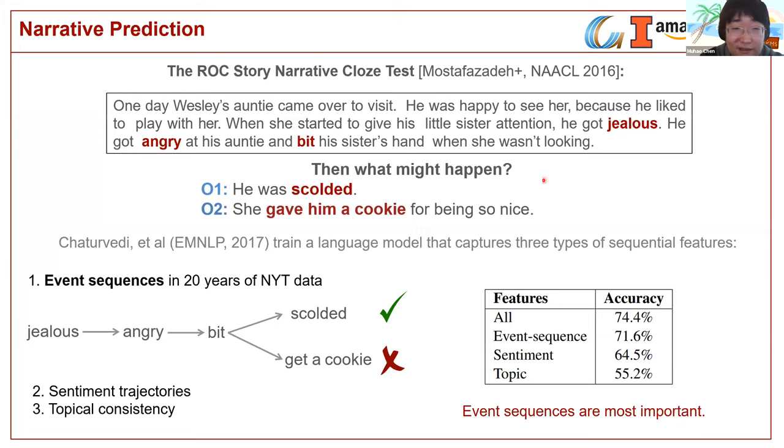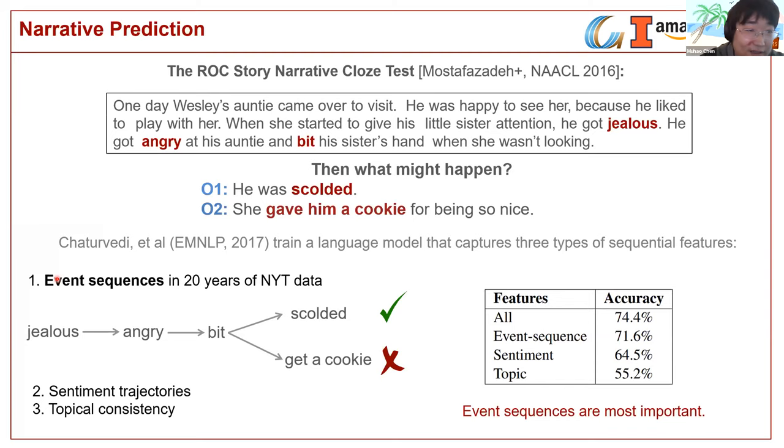That's a story about a boy who visits his aunt, then the boy got jealous of his sister, and took a bite of the sister, then the aunt got angry. Then what should be the plausible continuation? One is he was scolded, the other is she gave him a cookie for being so nice. In order to predict the plausible ending, the 2017 work by Chaturvedi trains a language model which captures three types of sequential features.